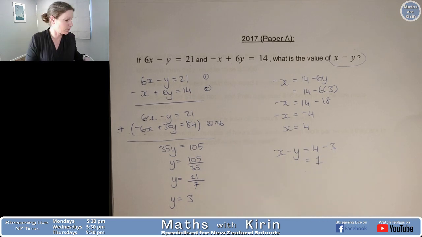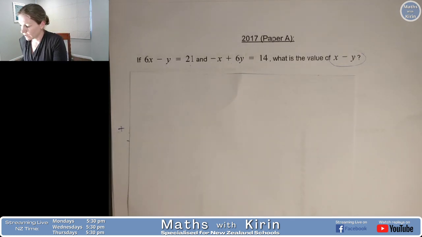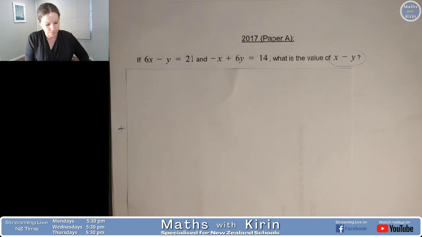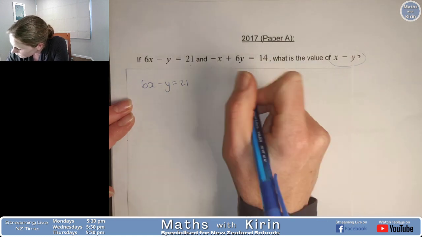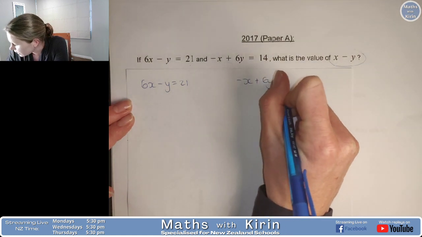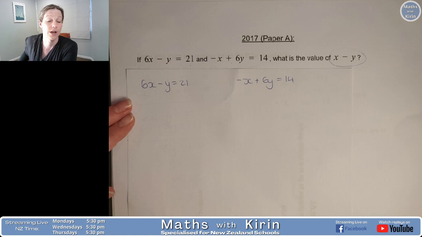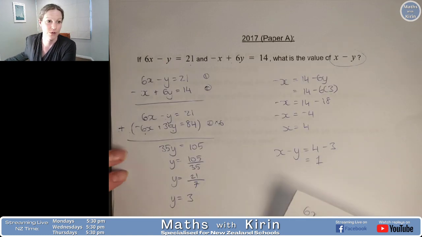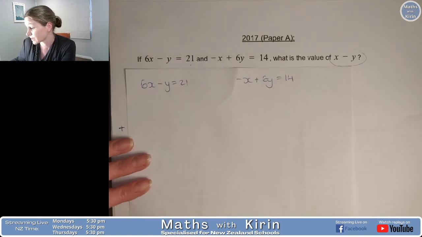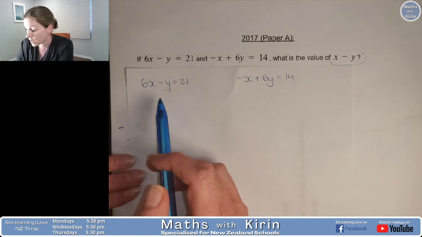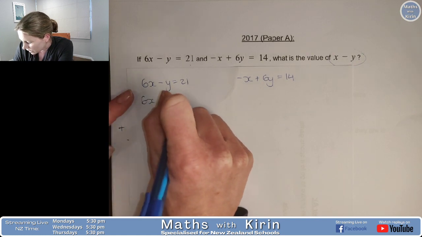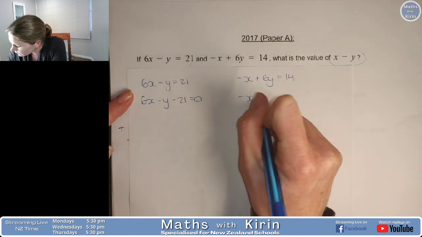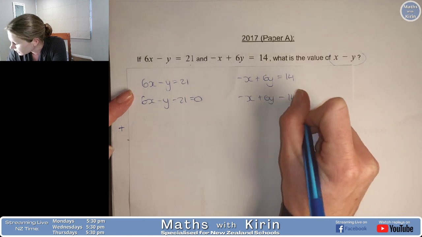You can solve this question another way. So if we just take our equations, we've got 6x minus y equals 21, and we've got negative x plus 6y equals 14. I wouldn't have done this. If I had this question in the exam, I would have used simultaneous equations to solve it. But some of you may have spotted that there is a different way. So if I make these both equal to 0, we get 6x minus y minus 21 is equal to 0, and we get negative x plus 6y minus 14 is equal to 0.